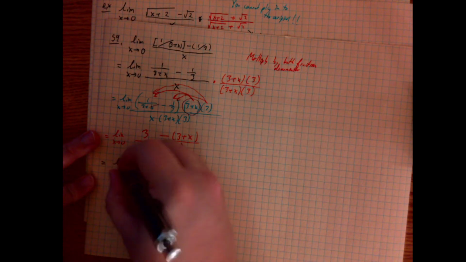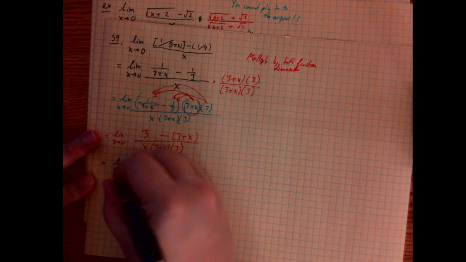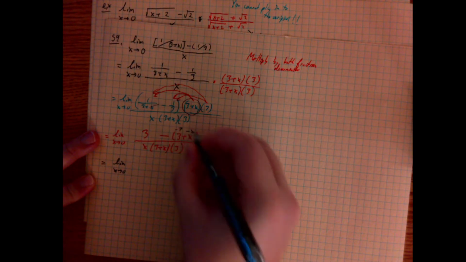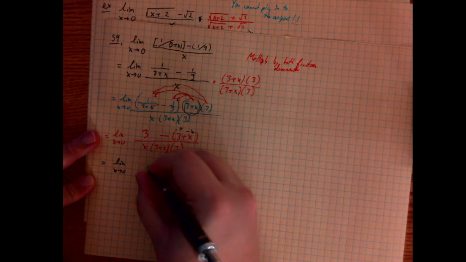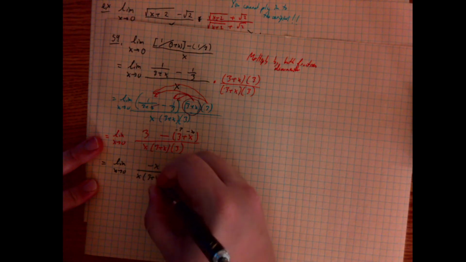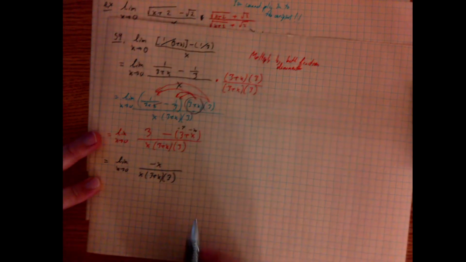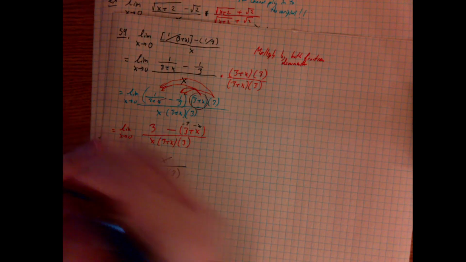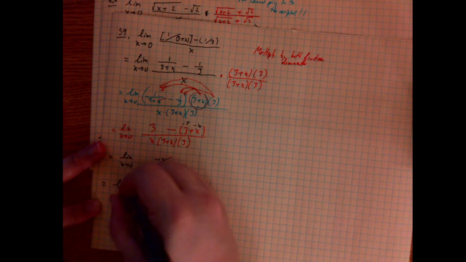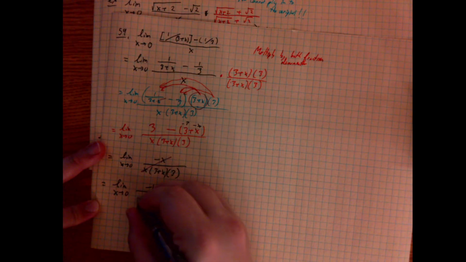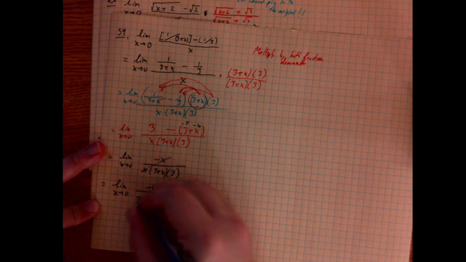On top, we distribute the negative signs. This becomes negative 3 and negative x. Negative 3 and negative 3 makes 0. We end up with negative x on top. On bottom, we have x, 3 plus x, and 3. Just like before, the negative x and the x are going to cancel, leaving us with the limit as x approaches 0 of negative 1 over 3 plus x times 3.